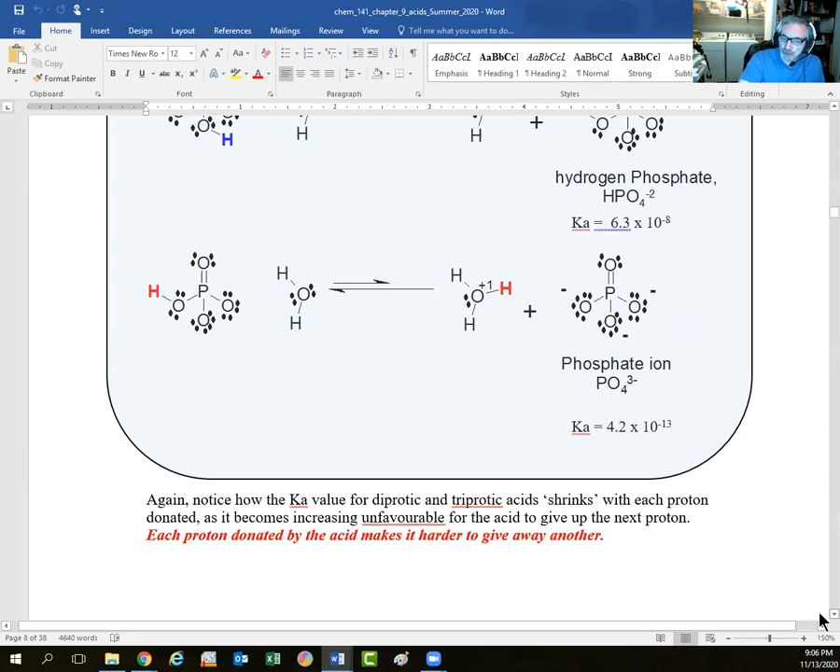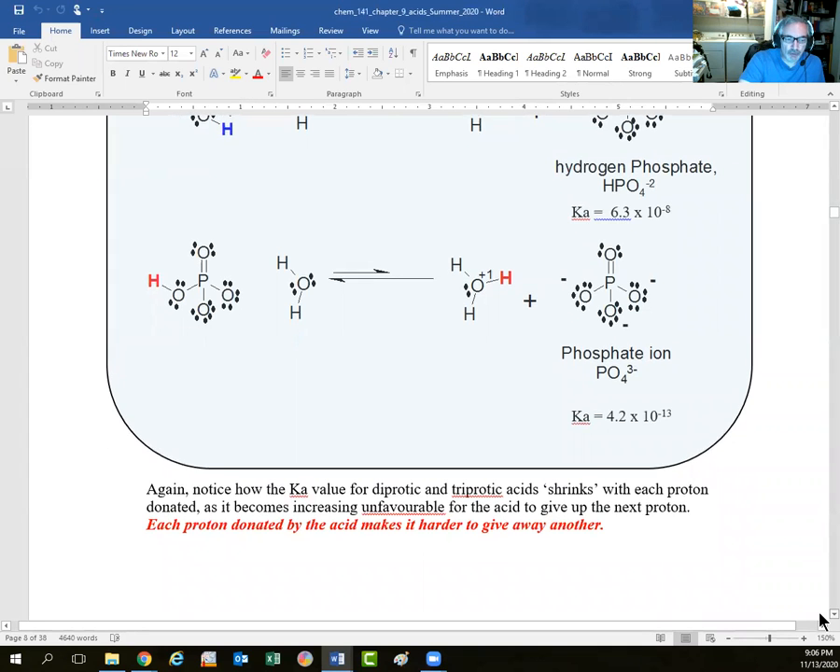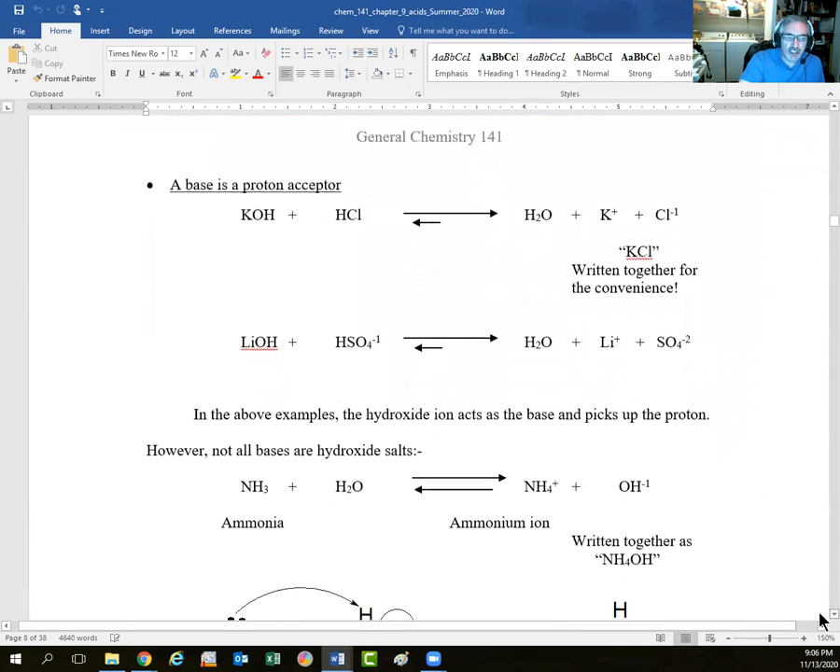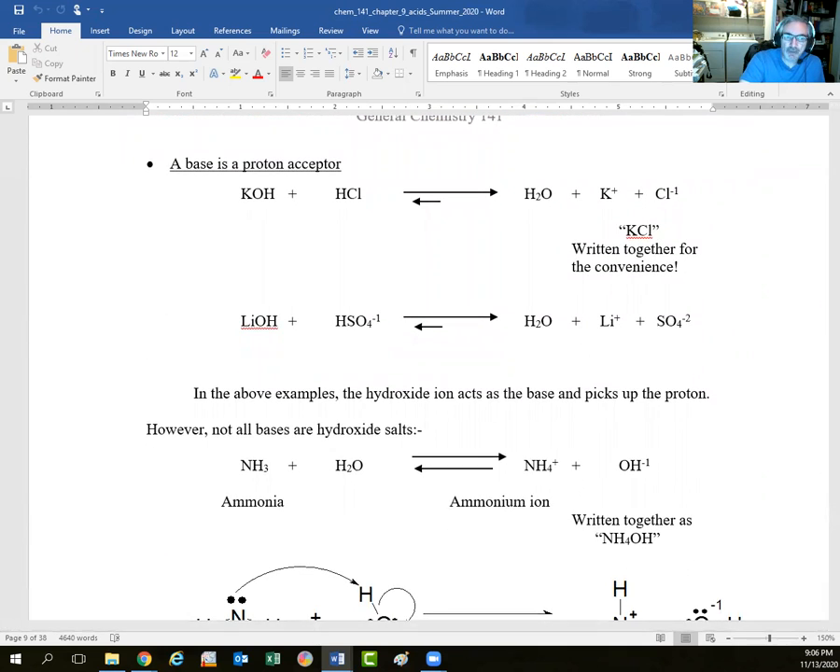So that's the only ones I want you to be especially familiar with. Monoprotic acids like nitric acid, hydrochloric acid, and perchloric acid. Diprotic acids like sulfuric acid and carbonic acid. Triprotic acid like the phosphoric acid. The acids are our proton donators. On the other hand, the bases are our proton acceptors.